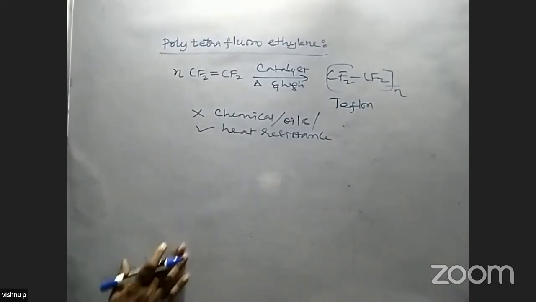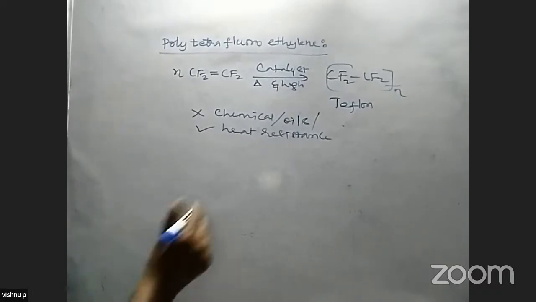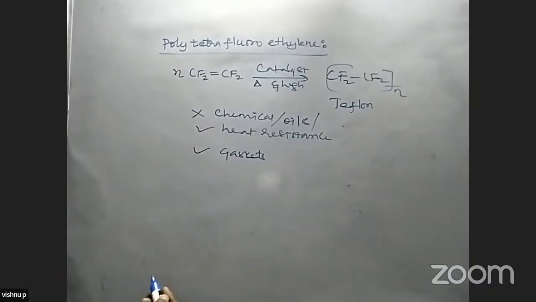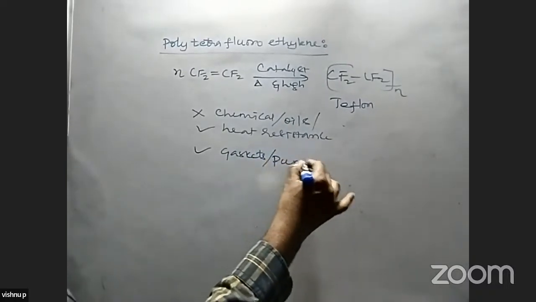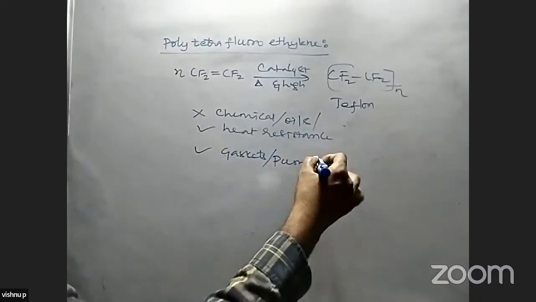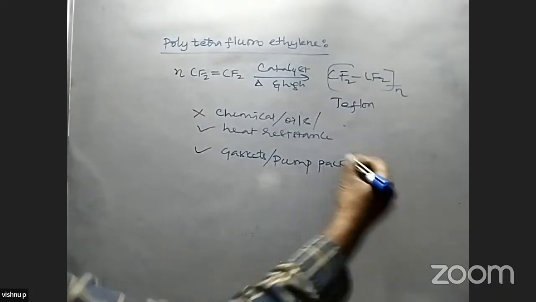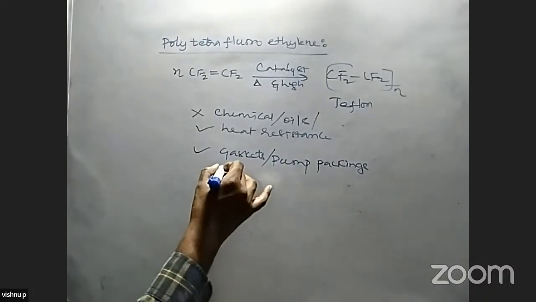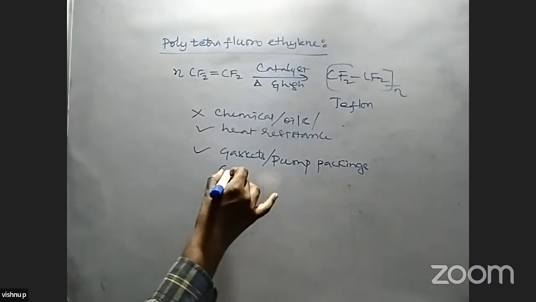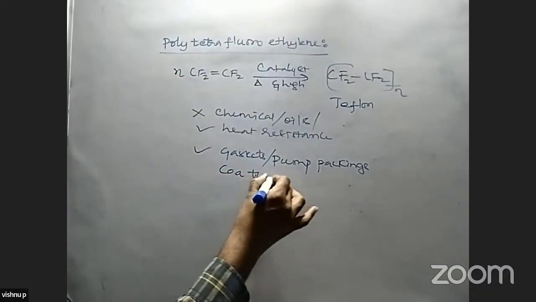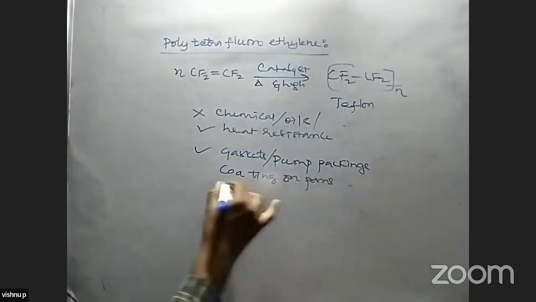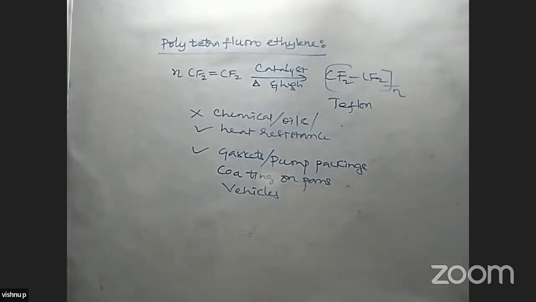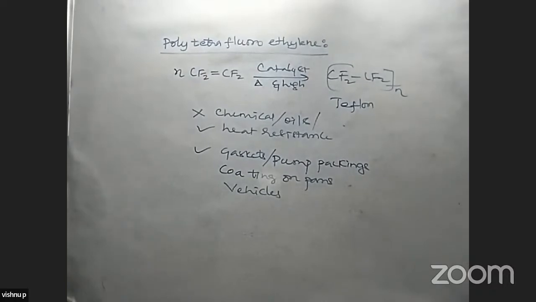Teflon coating, that is what it is called. It is also used for coating on vehicles and in the preparation of gaskets. Pump packings and gaskets, such as in the petrol pump in vehicles, are made with it. It is also used for coating on fans, and nowadays in vehicles. These are the important uses of one more polymer, called Teflon.